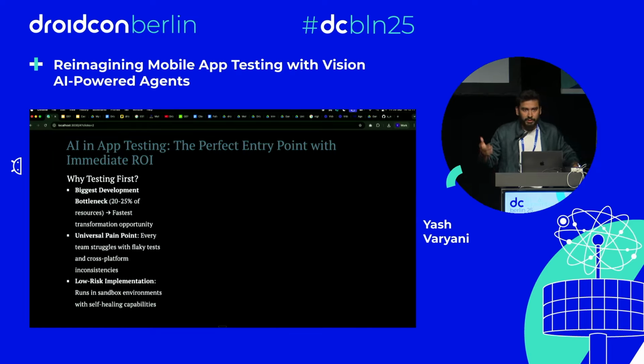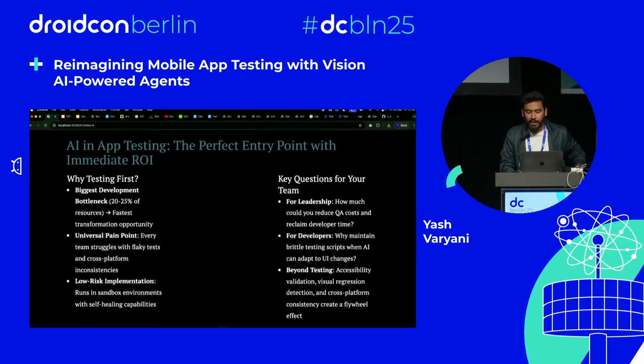So why testing first? Everybody knows this is one of the boring slides of the whole presentation: it's one of the biggest development bottlenecks. A developer spends one fifth of their sprint just testing what they have built. It's also a universal pain point, including the automotive folks standing outside, who we were chatting with, who also have an infotainment system that needs testing. It's a lot of manual work. Then there is the low risk, which I already talked about. Instead of playing with VLMs in production with users, it's much better to build that confidence in the testing space.